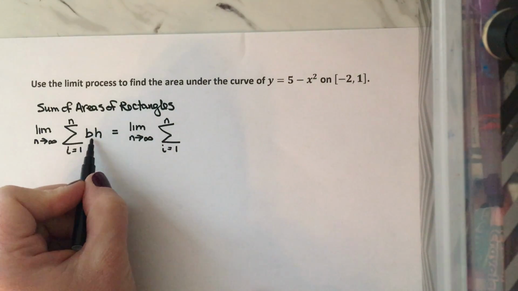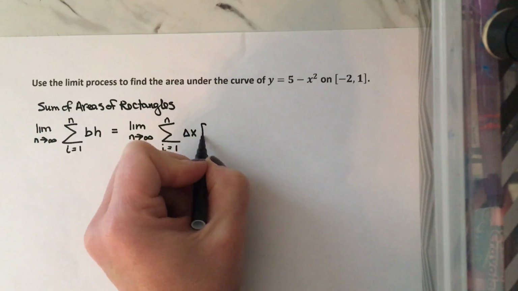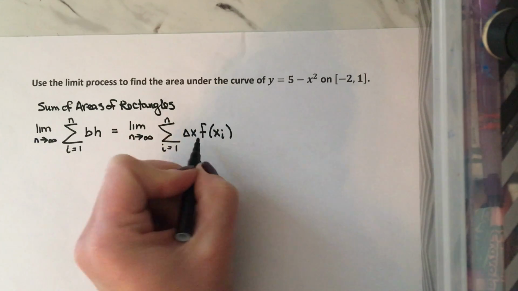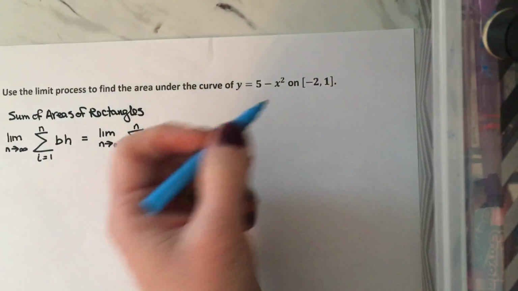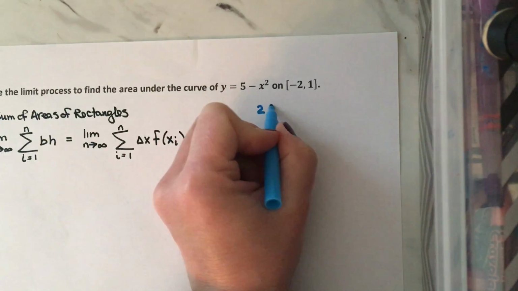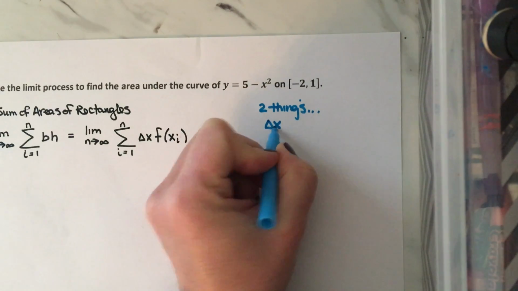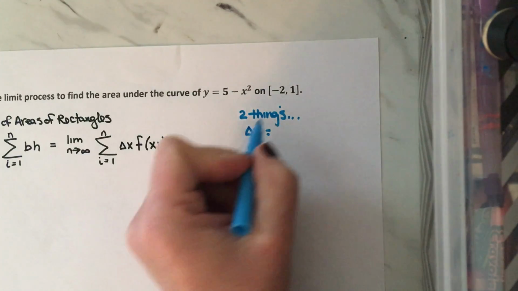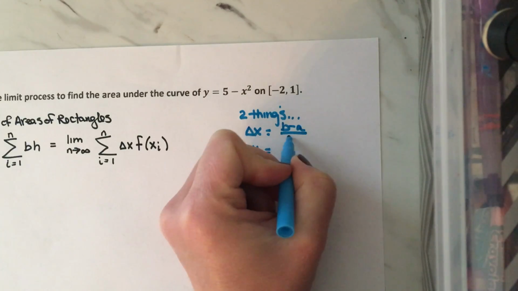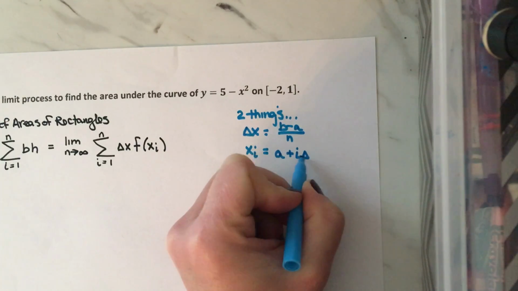Back to this. So again, we're finding area of the rectangles, base times height. The base of each rectangle of equal width, remember we called delta x. The height of each rectangle was found by doing f of x sub i, or the y value at some given x value. That leads us really to the two things you need to find. Two things to find would be delta x and x sub i. There were some formulas that we had back in the day for that. Delta x was found by doing b minus a over n, and x sub i was found by doing a plus i delta x.